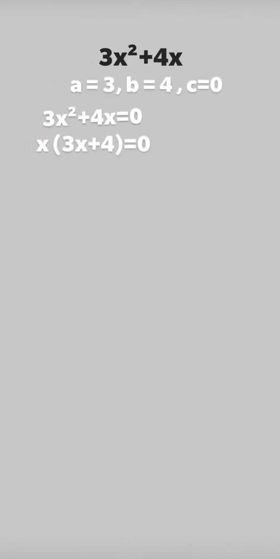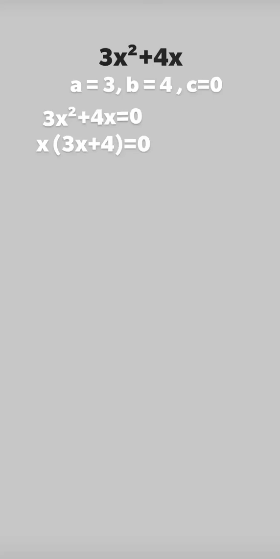and what we can see here is that x is highest common factor. So I am taking that x out. If we take x out, what we'll get is x(3x + 4). 3x² divided by x is 3x and 4x divided by x is 4. So we get x multiplied by (3x + 4) is equal to 0.